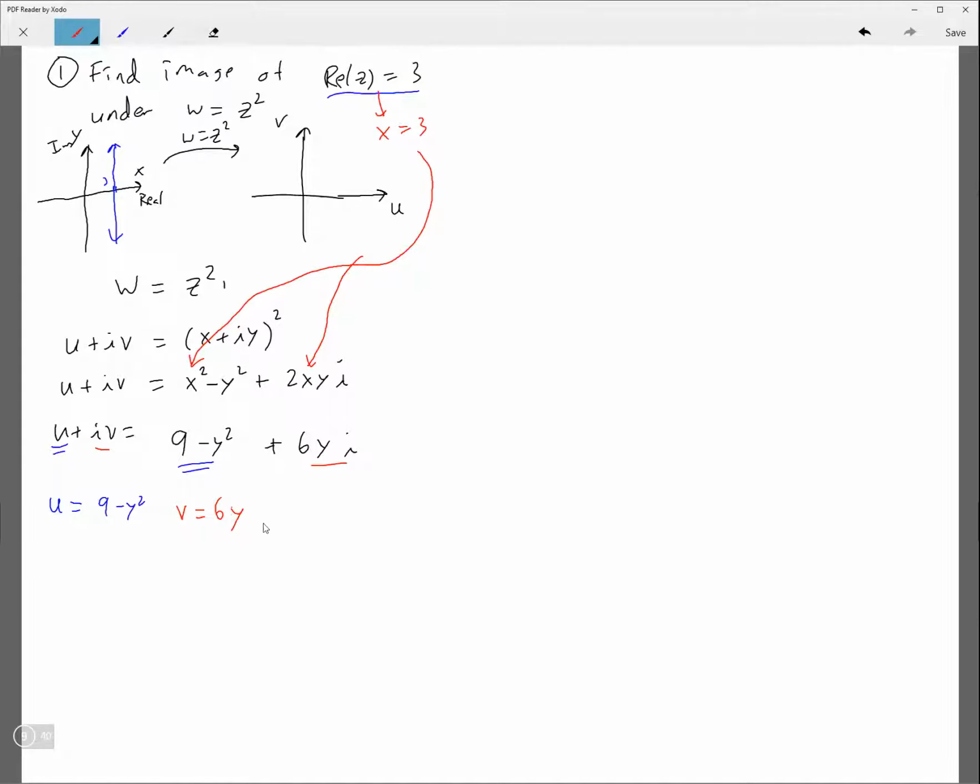Okay. So here, y is going to be v over 6, and you can plug that into here. Remember I said earlier, I don't know if anybody caught it, that the objective is to get an equation in u and v, no x's and y's. And this is what we have. Also, u is kind of like an x, and v is kind of like a y. So what kind of object is that? What mathematical object does this represent in Cartesian coordinates?